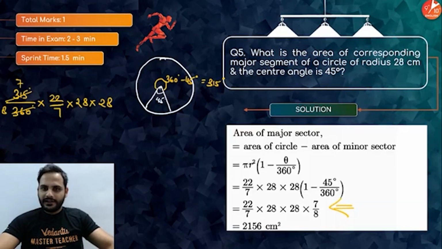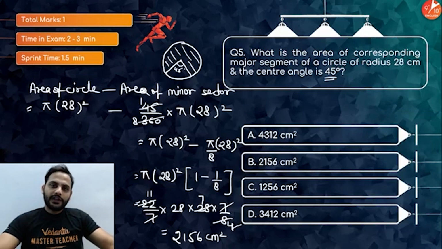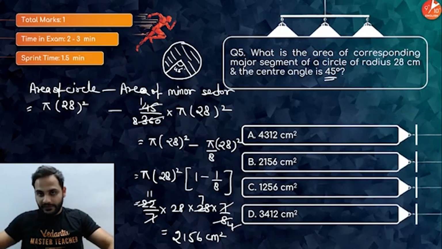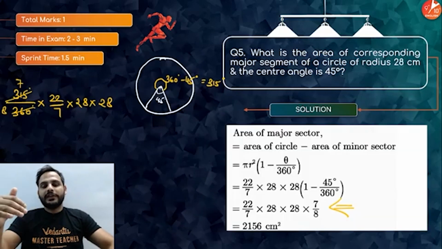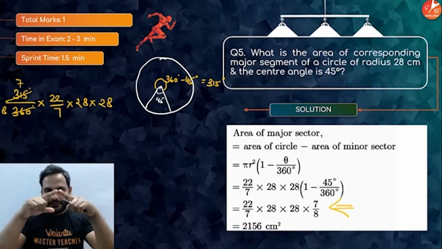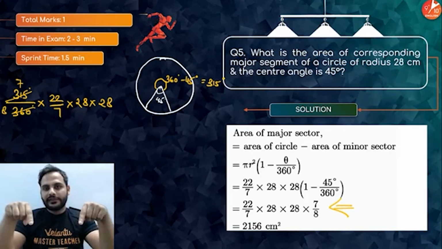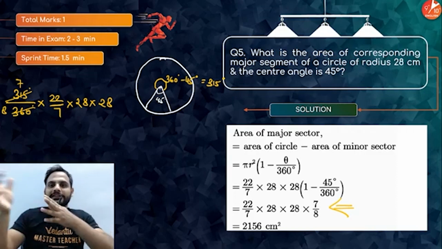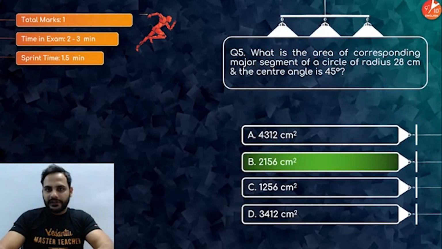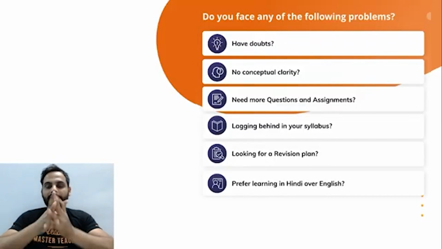Okay, clear, both the ways clear. Either you can do area of circle minus area of minor sector, that is one way of doing it. Or the other way of solving it would be, suppose the angle for the minor sector is, let's say, 45 degrees, so we will say the angle for the major sector will be 360 minus 45, which is 315 degrees. Okay children. All right, now let's move ahead.